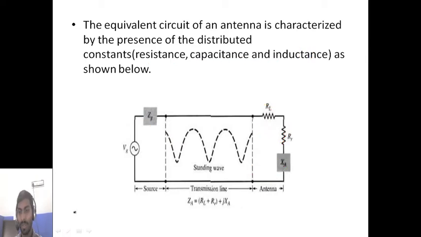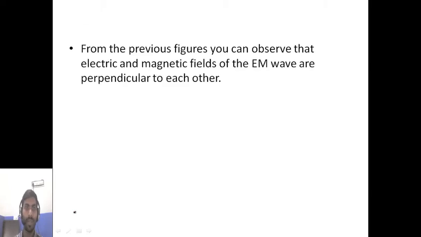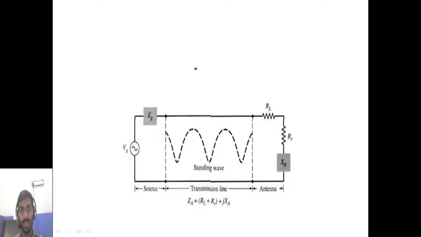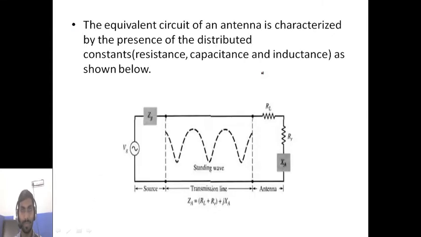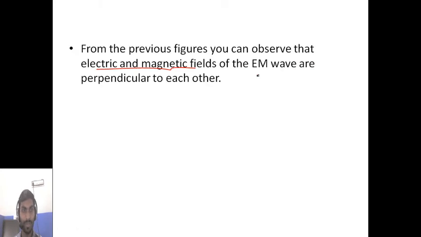Going forward, from the figure you can observe that the electric and magnetic fields of the EM wave are perpendicular to each other. That is what I have shown in this figure. This is your magnetic wave, and this is your electric field. Both are perpendicular in direction.